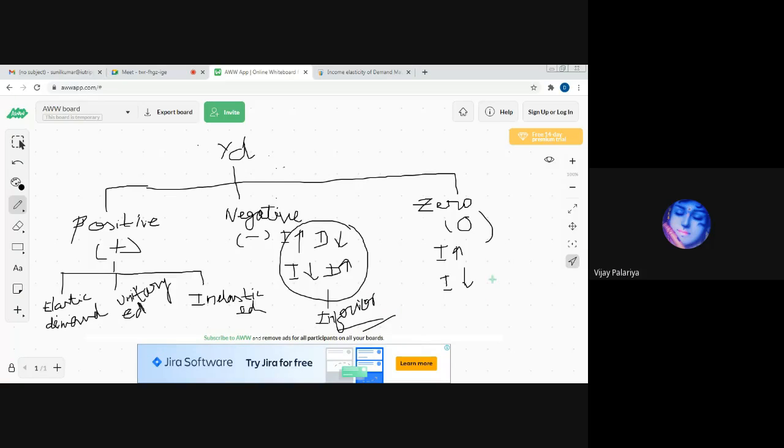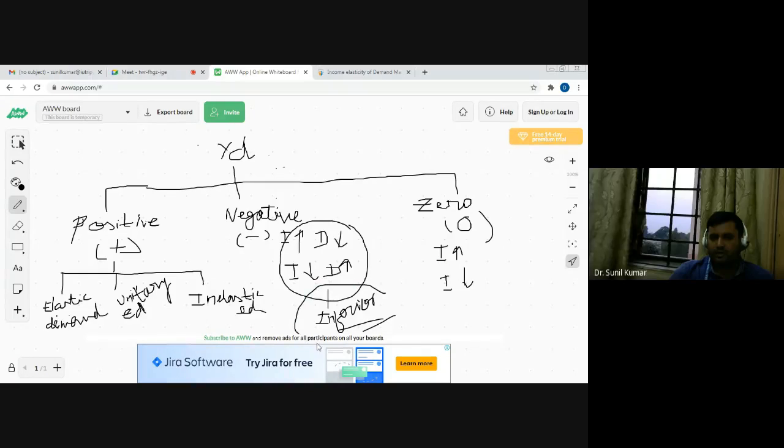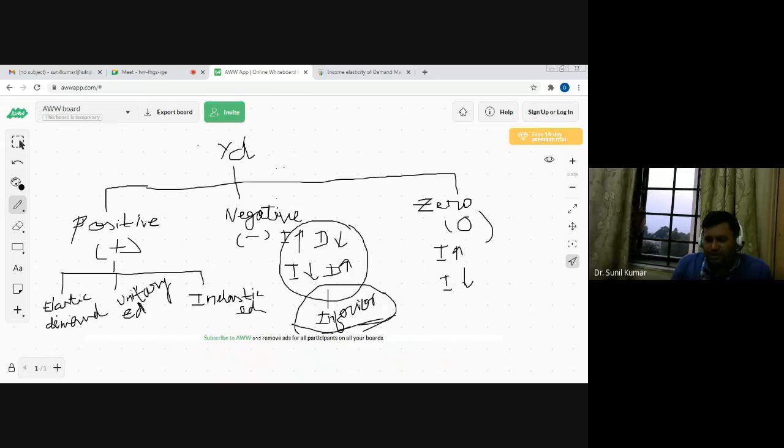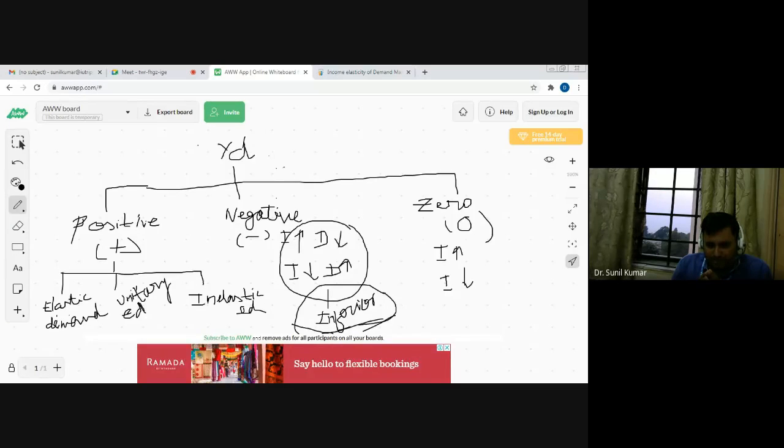Inferior goods are those goods which we prefer to use, but it depends upon our income. Like in the case of rice, some people are always using basmati rice. Why are they used to eating basmati rice? Because their income is very high. But we people used to eat mota rice also. Why? Because it depends upon the income. That is one income level.